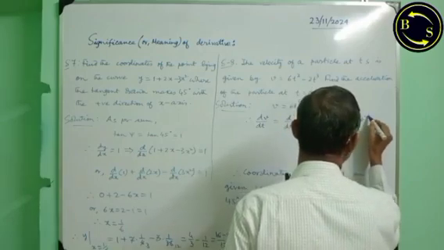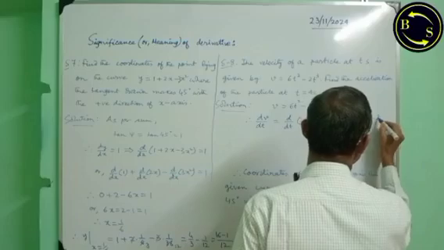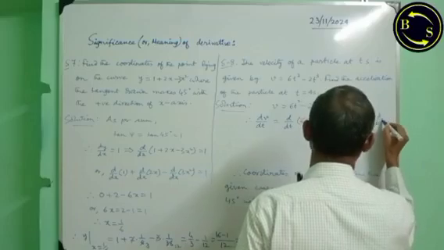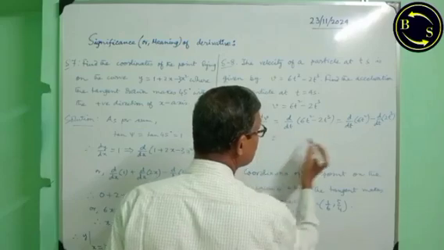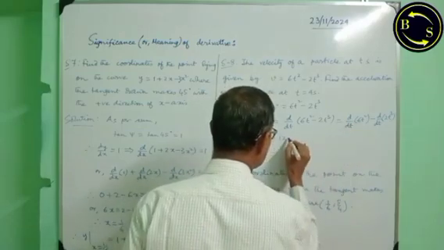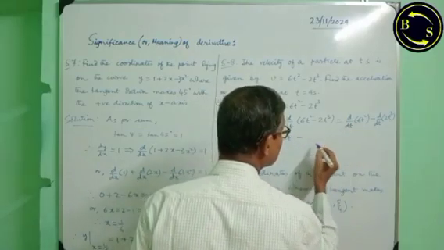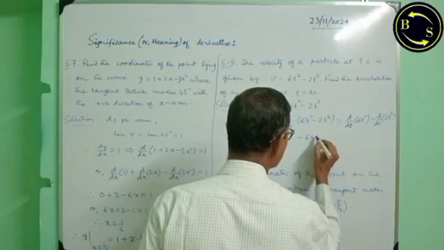of 6t² minus d/dt of 2t³, that is equal to, this will be 12t minus 6t².